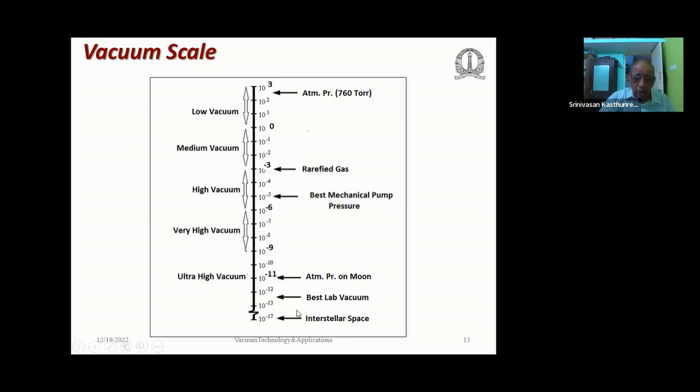Okay. So you can see here the vacuum scale is low vacuum, medium vacuum, high vacuum, ultra high vacuum. So very high vacuum and ultra high vacuum are a sort of combined together. So you can say low vacuum, medium vacuum, high vacuum, ultra high vacuum. That's the way in which it is described. And each one of them is 3 orders of magnitude lower.